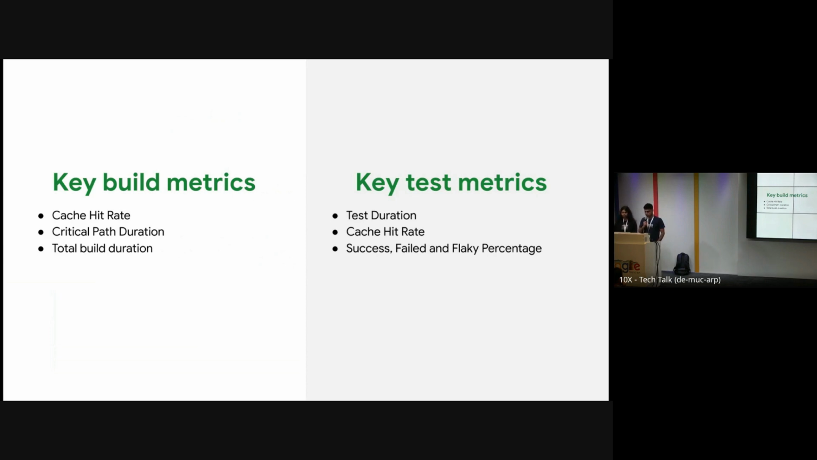We'll also talk about critical path ratio, which is nothing but the critical path duration divided by the total duration, which is indicative of the degree of parallelism in your build. We'll also look at total build duration, test duration, cache hits for tests, and success, failure, and flaky percentage for tests. So here's Sahitya with the demo.